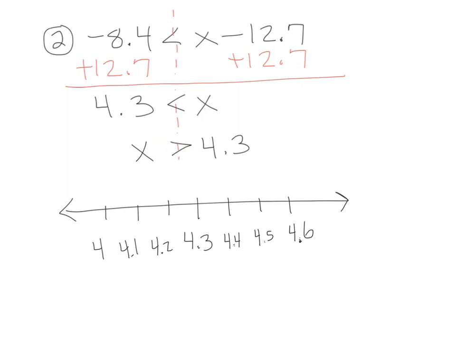Now we're looking for all the values that are greater than 4.3. What numbers are greater than 4.3? These are greater than 4.3. Greater than. All of these are getting larger and larger and larger on and on forever. Right up to, but not including 4.3, so you make a hollow circle there.